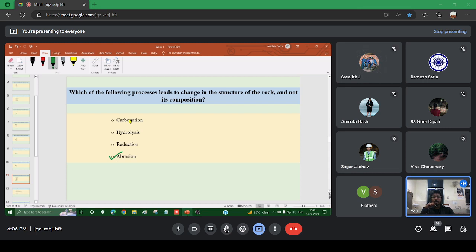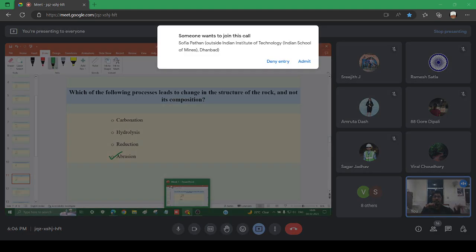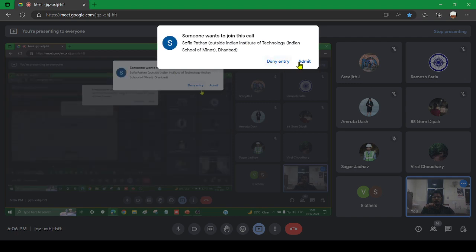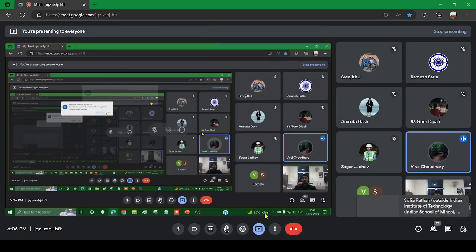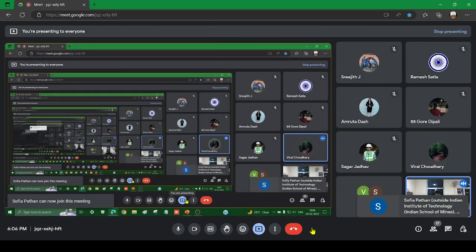Carbonation, okay. Hydrolysis, can anyone tell me what is hydrolysis? Action of water. Yes, but action of water can be hydrolysis or hydration, anything. Chemically altering its properties. Okay, just a minute.